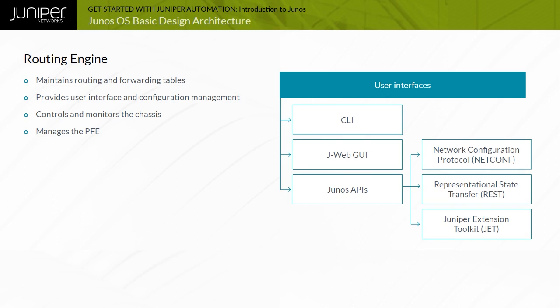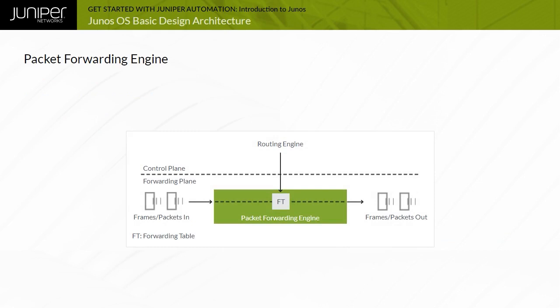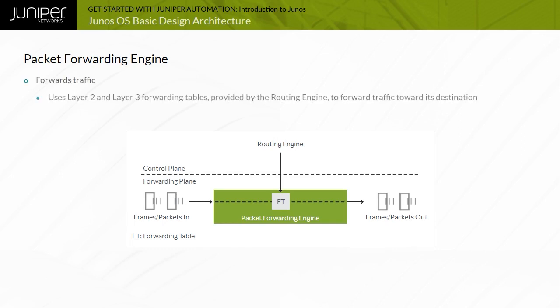The routing engine receives hardware and environmental status messages from the PFE and acts upon them as appropriate. The PFE is the central processing component of the forwarding plane. The PFE systematically forwards traffic based on its local copy of the forwarding table. The PFE's forwarding table is a synchronized copy of the information created on and provided by the routing engine.